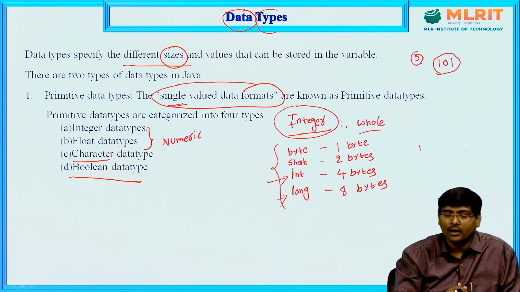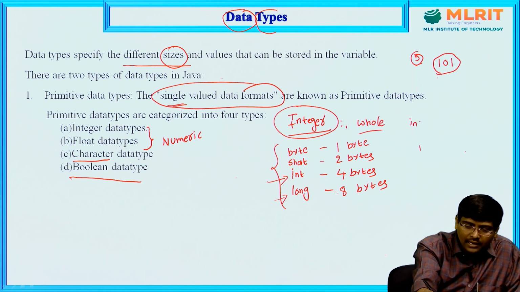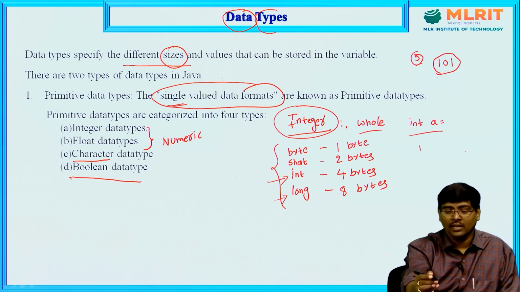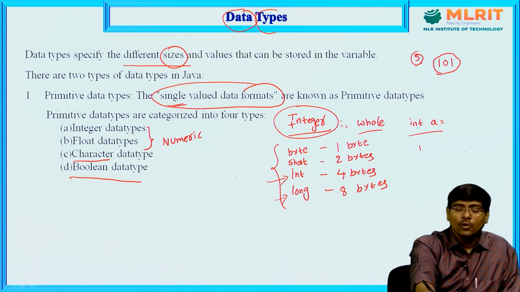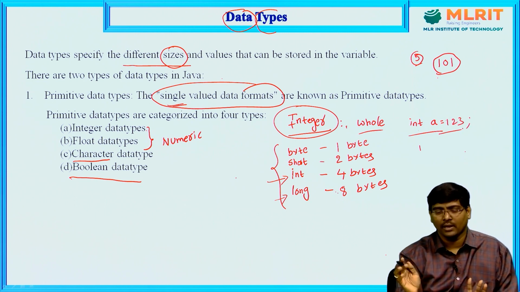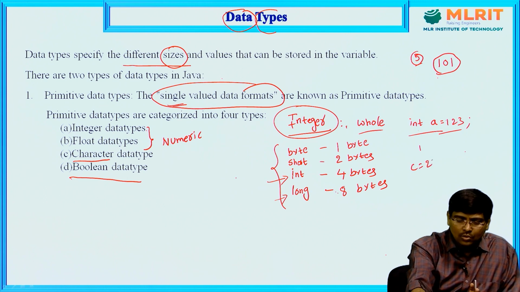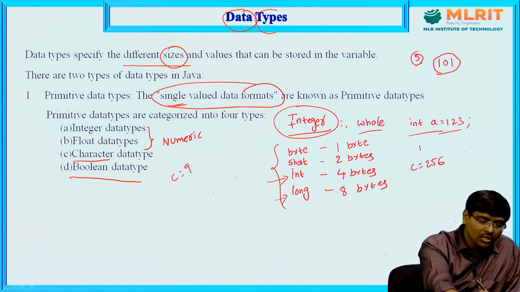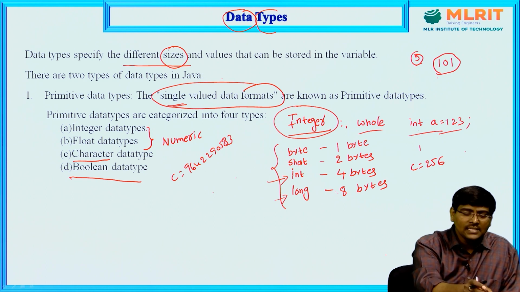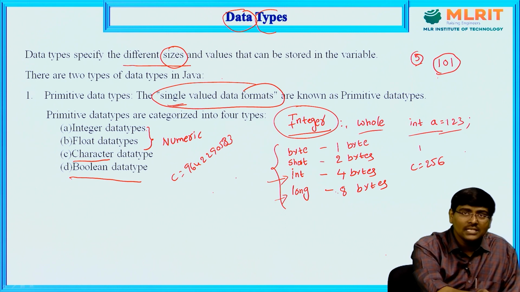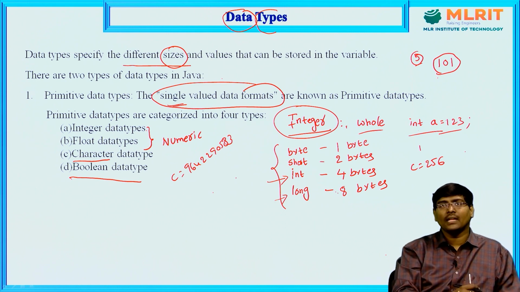And one important point: for example, if I declare a variable int a, this is a declaration. a is a variable which stores some integer. a is equal to 123. Okay, fine. For example, c is equal to 256, or assume c is equal to some phone number. The system treats this as an integer. Remember, even though this is a large number, the system treats it as an integer.